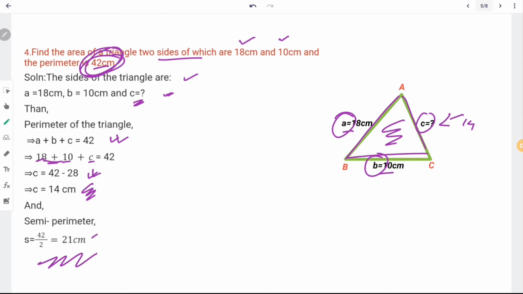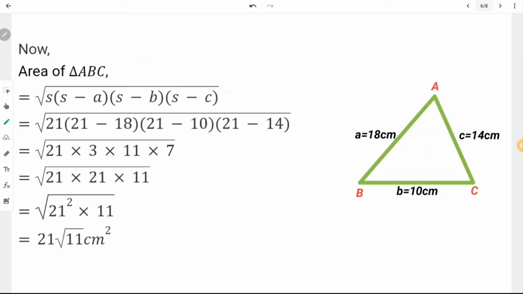So divide by 2, then we're going to get semi-perimeter to be equal to 21 centimeter. Now we simply have to use Heron's formula. Here we know all the sides now. So semi-perimeter we got 21, then 21 minus a is 18, then 21 minus b is 10, and then c we just got it to be equal to 14, right?